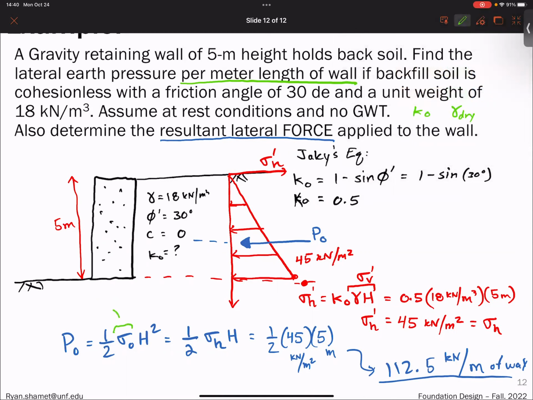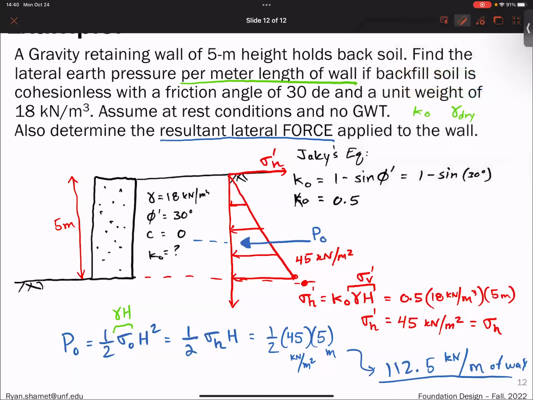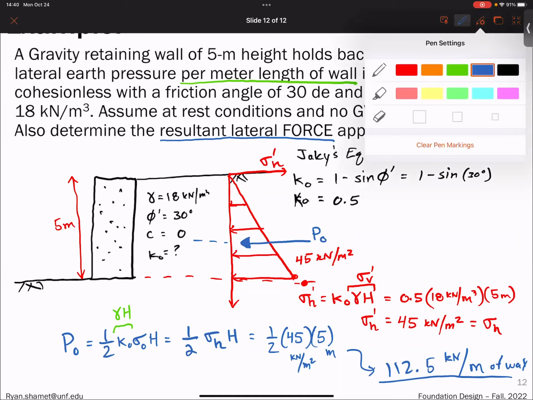Again, the reason this is coming here is because this is unit weight times. Sorry. I wrote all that down wrong, sorry guys. So K naught times, yeah, so this is the breakdown here.